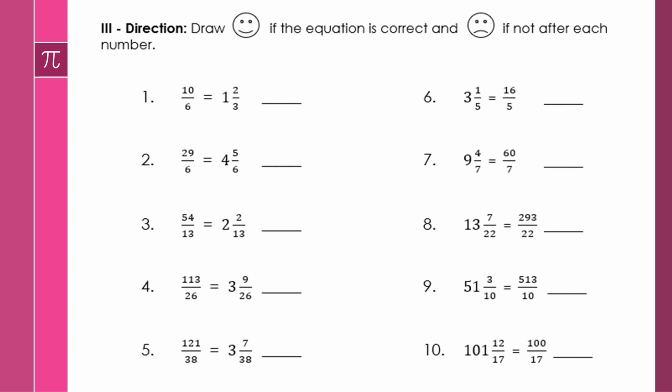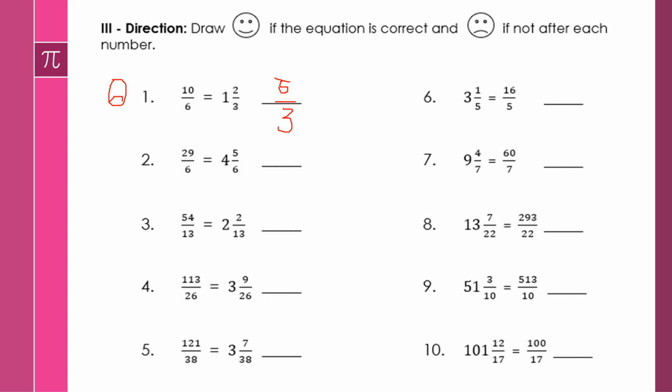Okay, so draw a smiley if the equation is correct, and if not, a sad face. You can do it on your paper, right? So all you have to do is convert the fraction. 3 times 1 is 3 plus 2, 5 over 3. Are they equal? Of course, it's not. So you just do the same. For it to be easier, you just change the mixed number into an improper fraction.